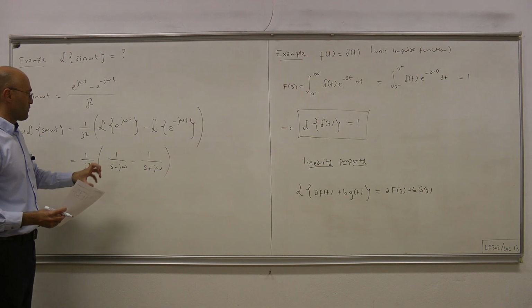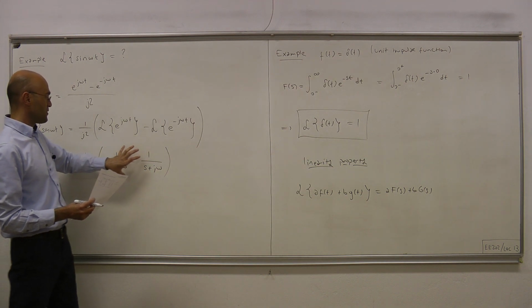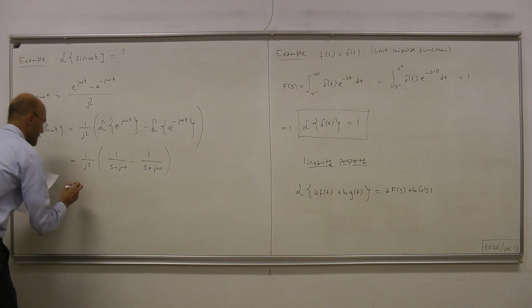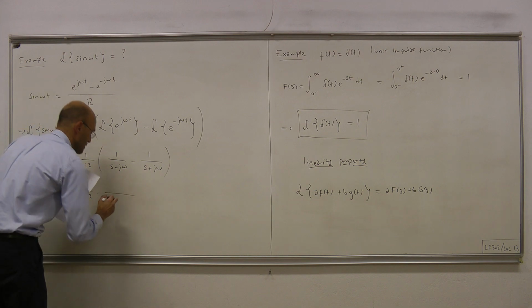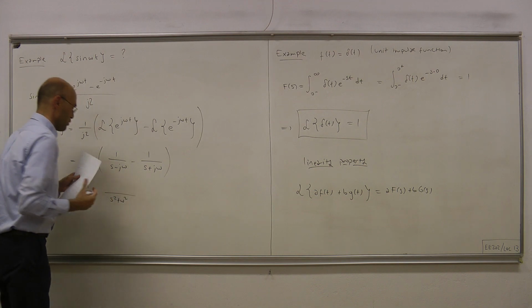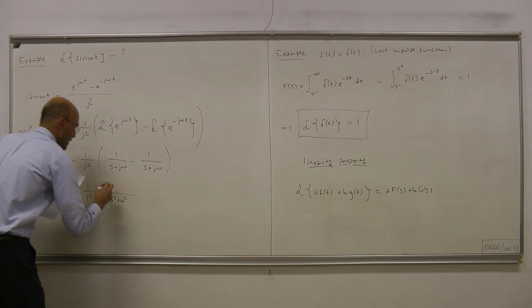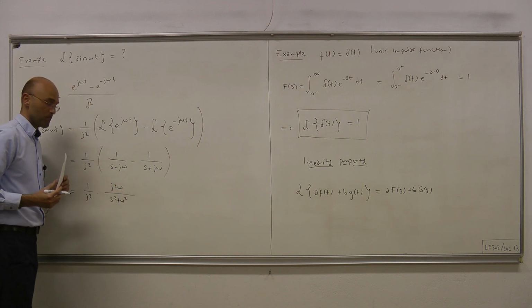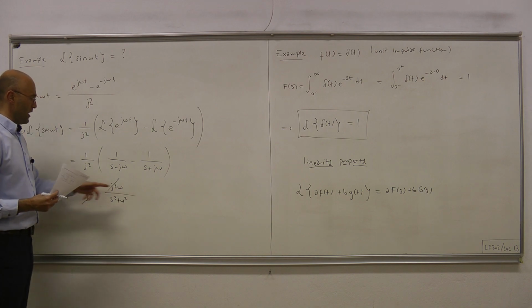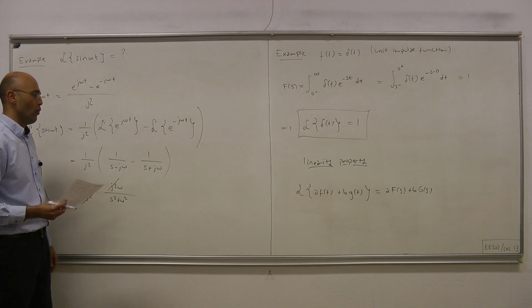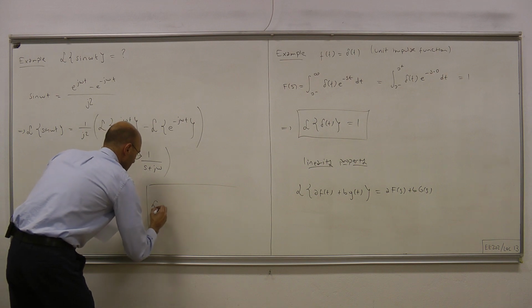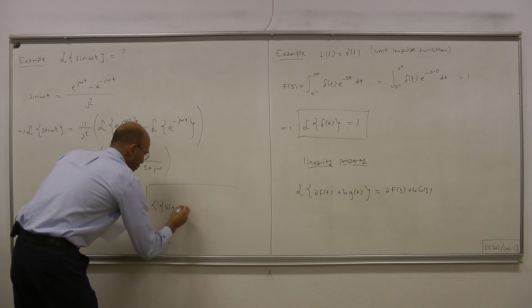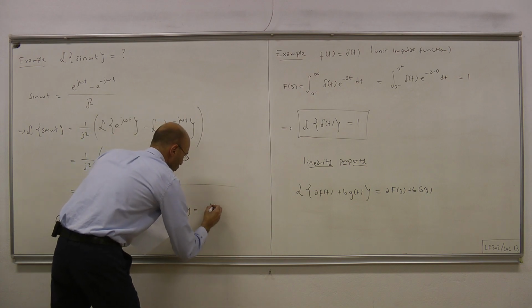Before we write the final answer, let's simplify this expression. We can write this as a single fraction. We have s squared plus omega squared in the denominator, and in the numerator we have j2 omega. This j2 will cancel the other j2, and we have omega over s squared plus omega squared. So the Laplace transform of sine omega t equals omega over s squared plus omega squared.